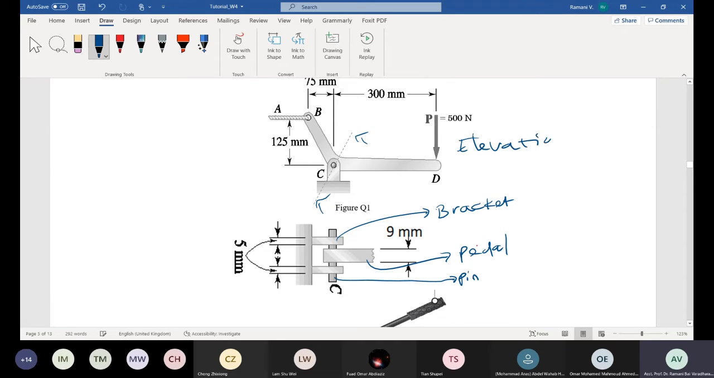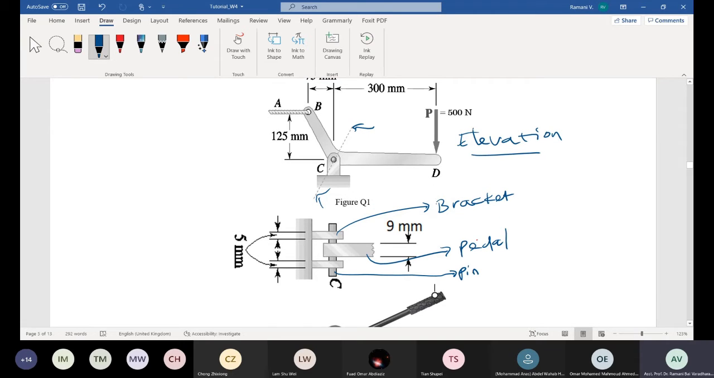Elevation view is given. Elevation view of a mechanical cutter is given. Vertical elevation view. When you cut at this point, you have an arrangement like this, right?